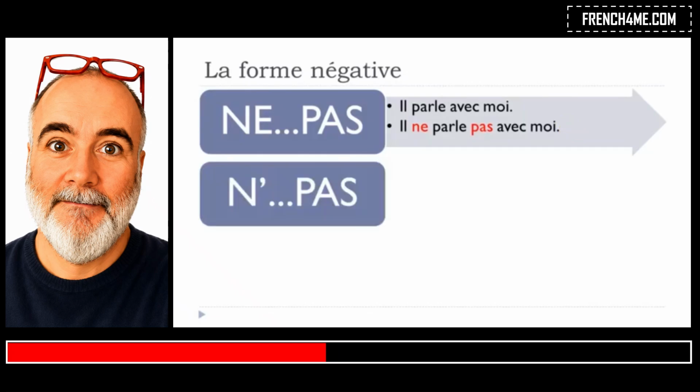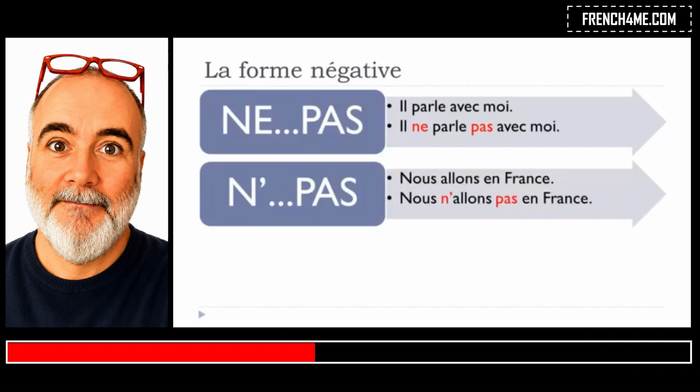Let's see now how it will go with n apostrophe pas. So, nous allons en France. In that case, you've got the verb aller. Aller means to go. Nous allons, we are going. En France, to France.